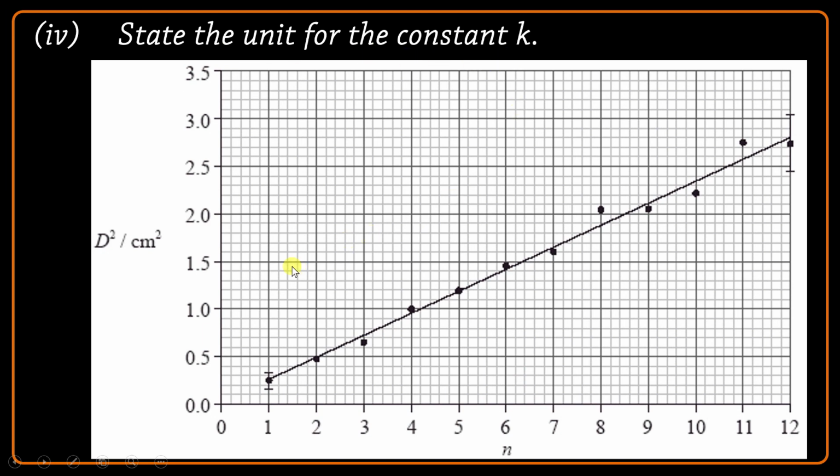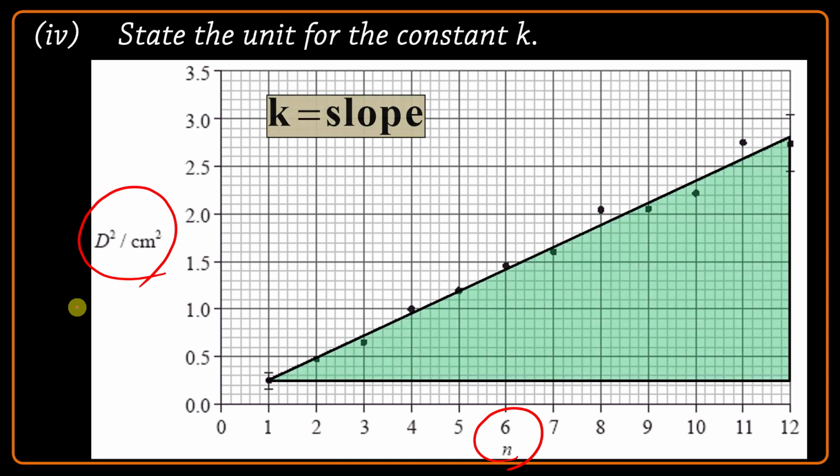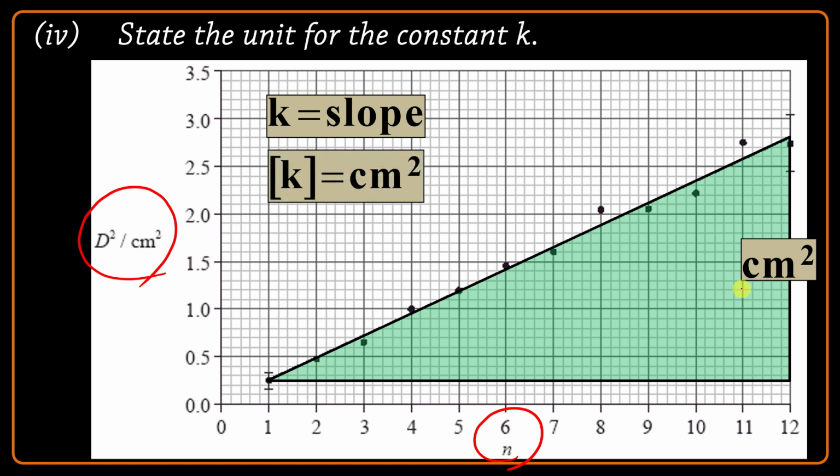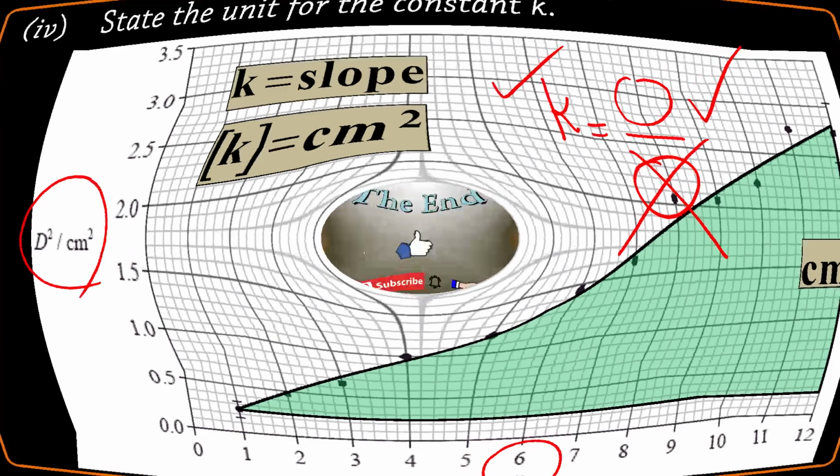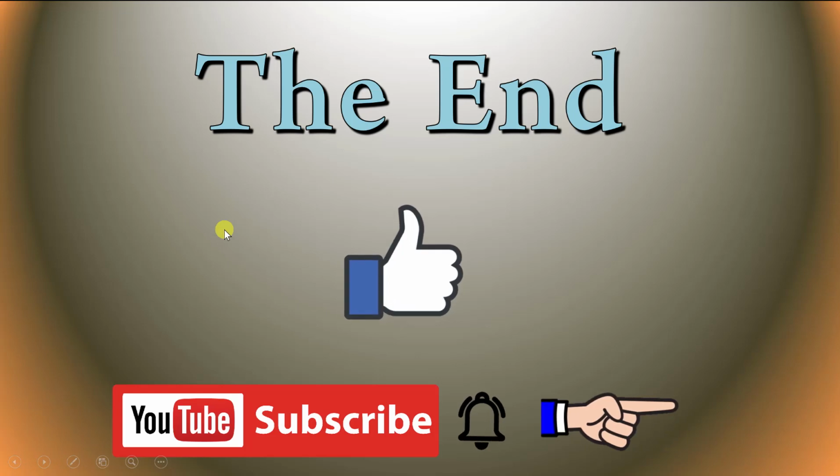The unit is very easy anyway. N does not have any unit, so the unit is just the unit of d squared. As the d squared has the unit of centimeters squared, so I think the unit of K also will be centimeters squared, because I find the value of K by vertical over horizontal. As the horizontal does not have any unit, the vertical will have the same unit as K. So centimeters squared.